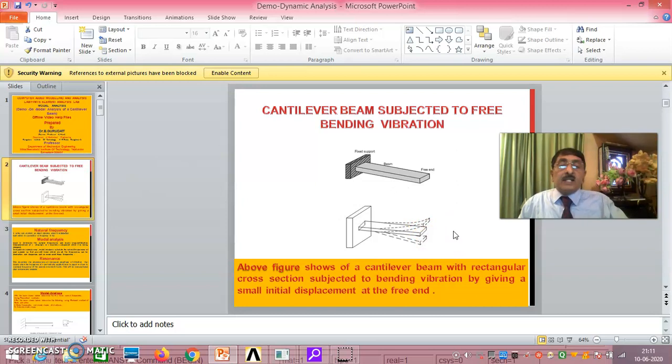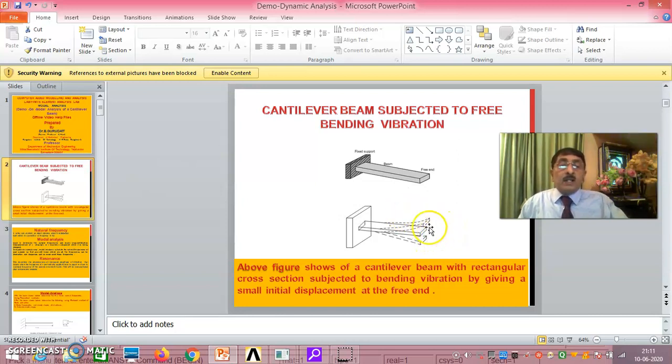In that way, this is the thing. If it does 10 cycles per second, we call it 10 hertz. And if you multiply by 60, it will be 10 into 60, 600 will be the RPM. This basic concept of hertz or cycles per second or RPM, please understand. Now I have given you the basics.